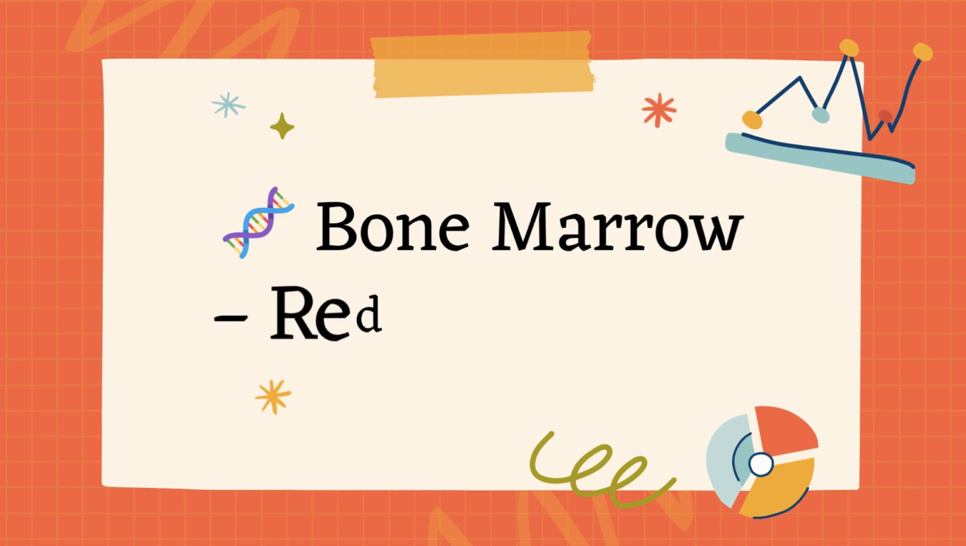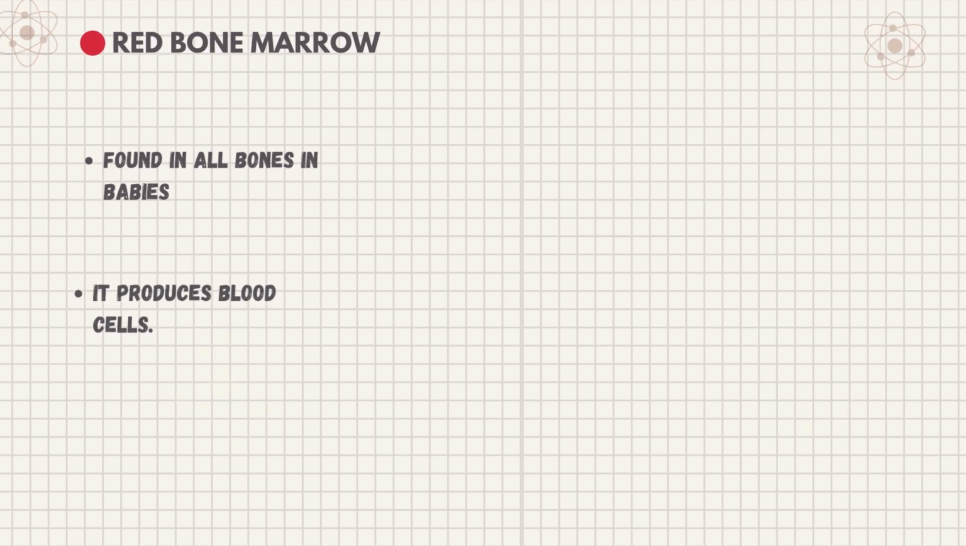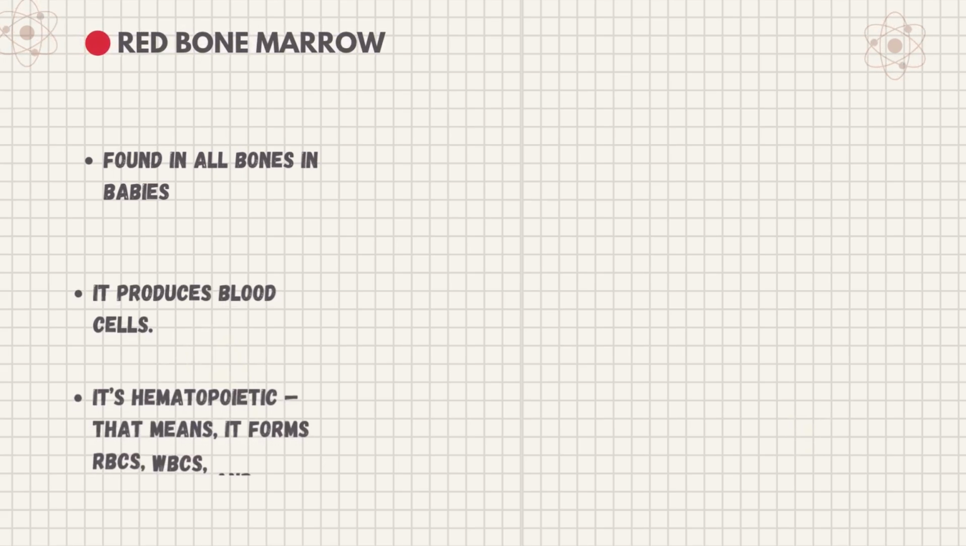Now let's talk about bone marrow. It's the soft tissue inside bones. And there are two types, red and yellow. Red bone marrow. This one is found in all bones in babies, and it produces blood cells. It's hematopoietic, that means it forms RBCs, WBCs, and platelets.